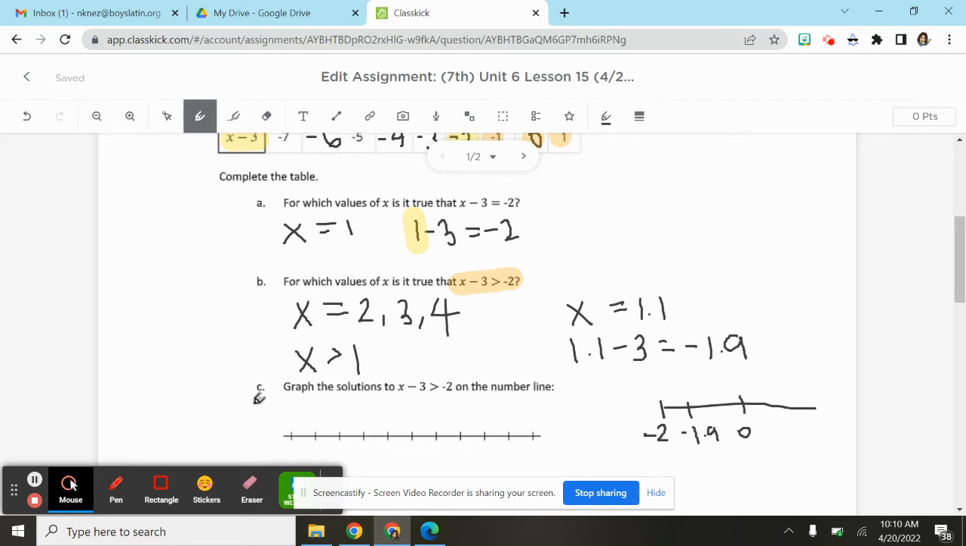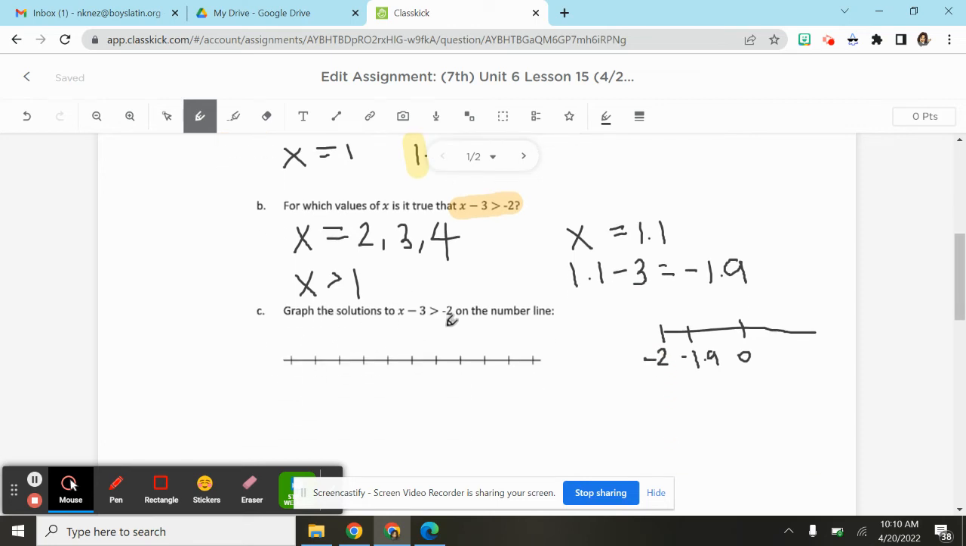So, in question C, when it asks me to graph the solutions to this inequality on a number line, I'll first need to label my number line. I'm just going to count by ones with a 0 in the middle. After I fill in my positives, I need my negatives on the left side. So I know that my x values need to be greater than 1 in order for this inequality to hold true for x minus 3 to be greater than -2.